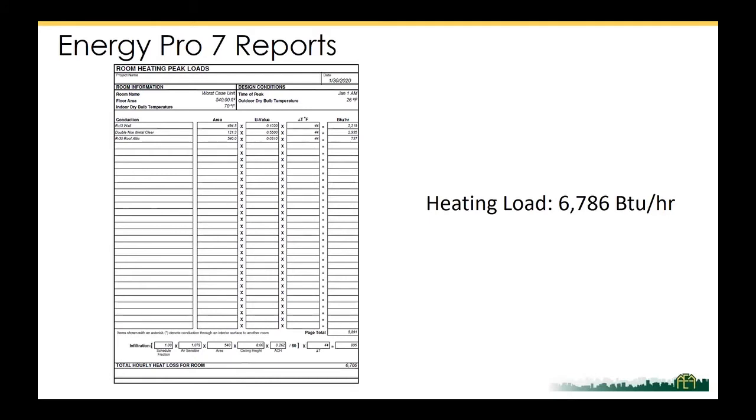This is the page of the report that's most important, and it tells us our heating load is 6,786 BTU per hour. Now this is pretty much the easiest way to get to a heating load. If anyone has ever used Energy Pro 7, you know how quickly you can model this. The biggest time waster, or the thing that takes the most time, is going to be your takeoffs. So that's measuring your windows, measuring your walls, that sort of thing.